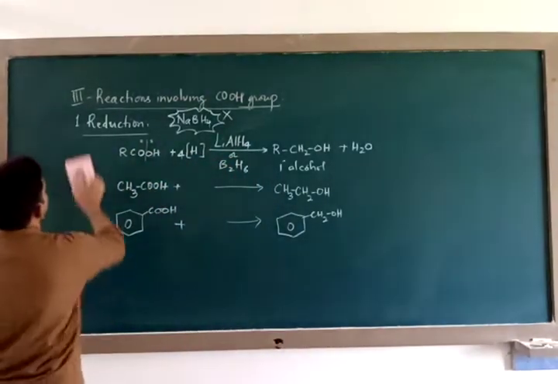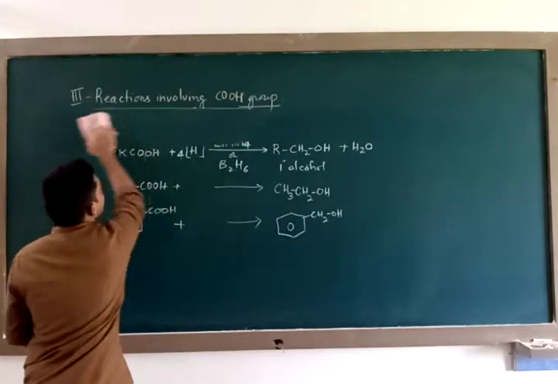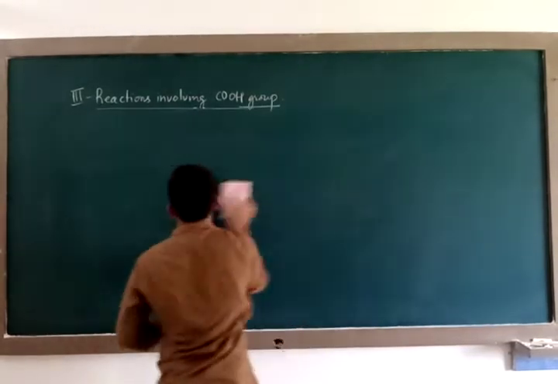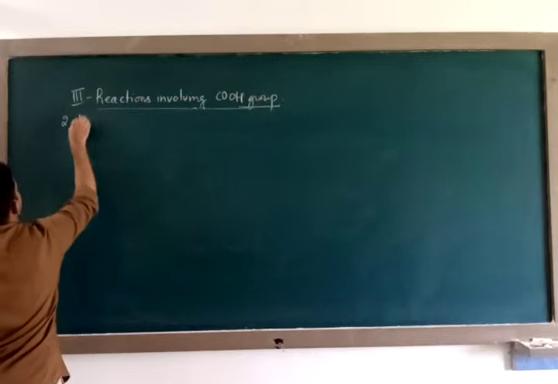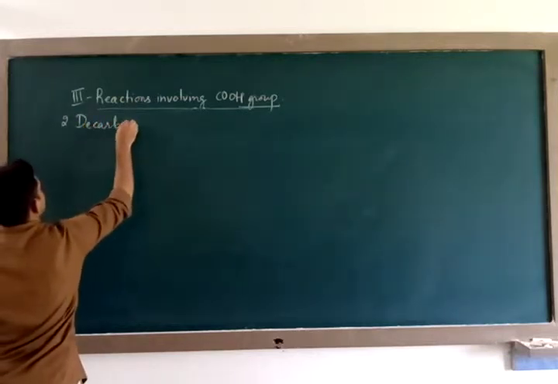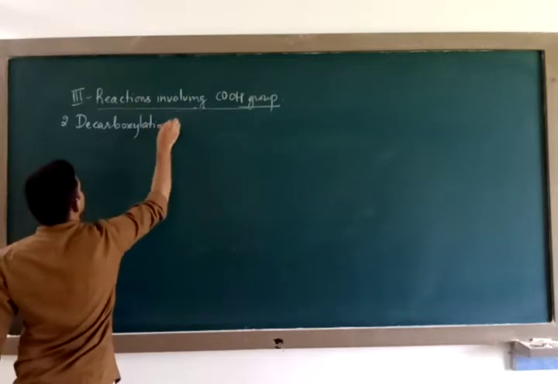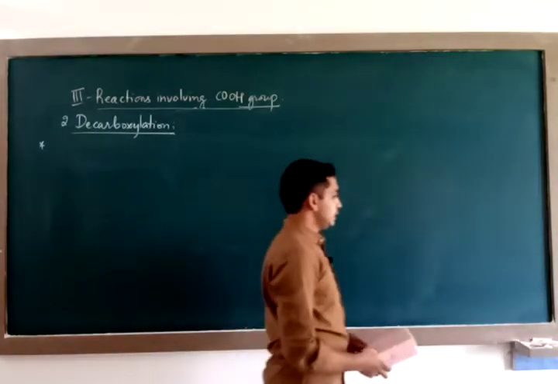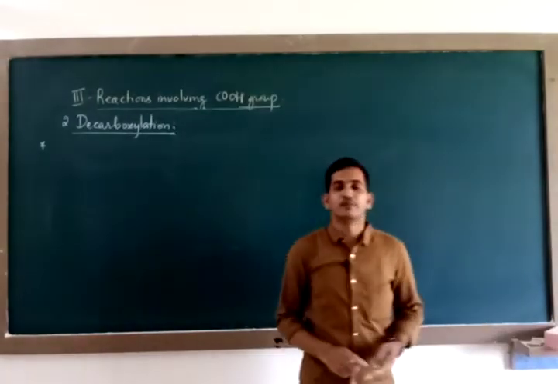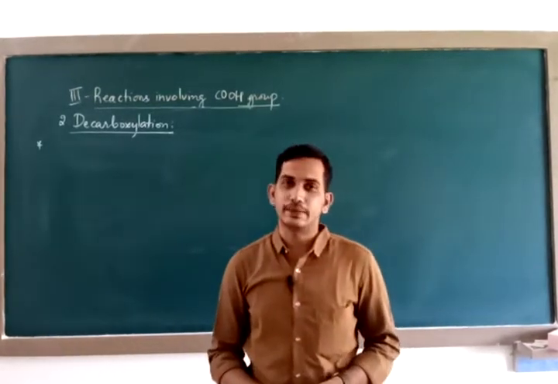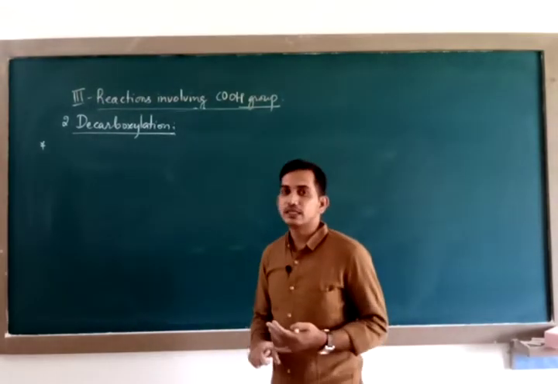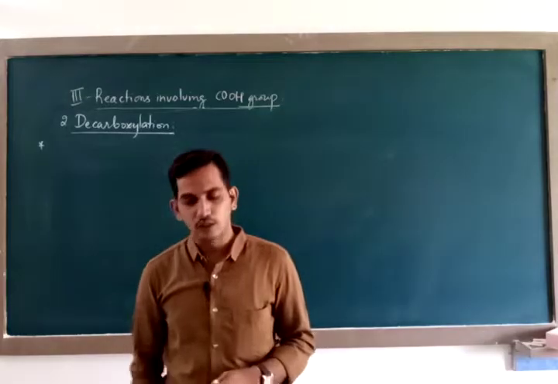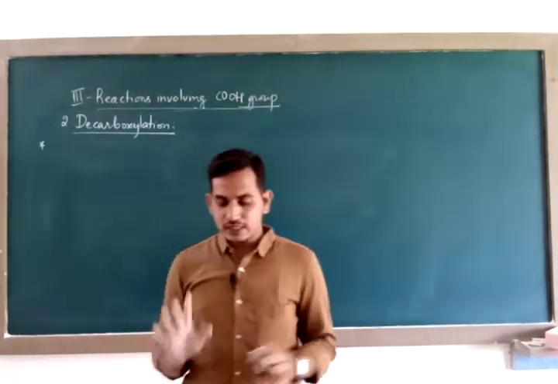Then after the first property, reduction, we have the second property or second reaction. It is decarboxylation. It is an important question in exams. I hope and I believe you have studied this reaction in your first year. This was one of the methods for preparing alkanes, for preparing hydrocarbons. Now, if you do not remember, fine. What is decarboxylation?